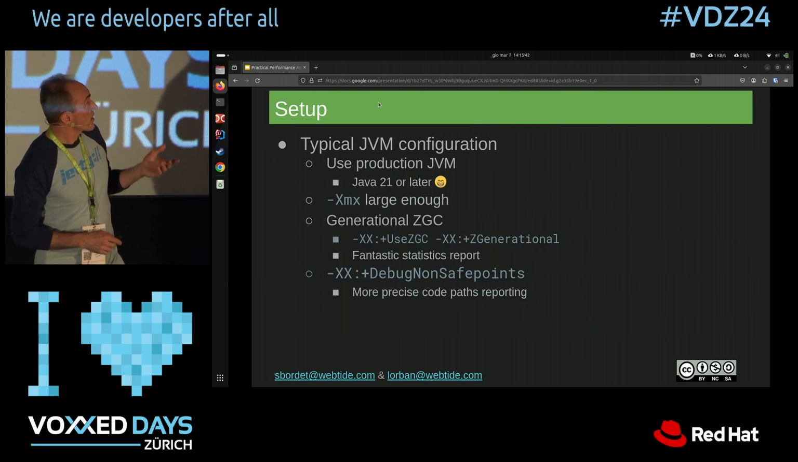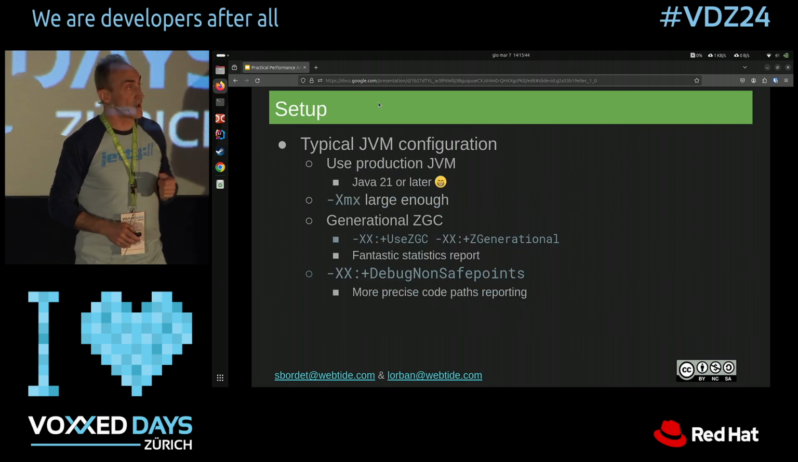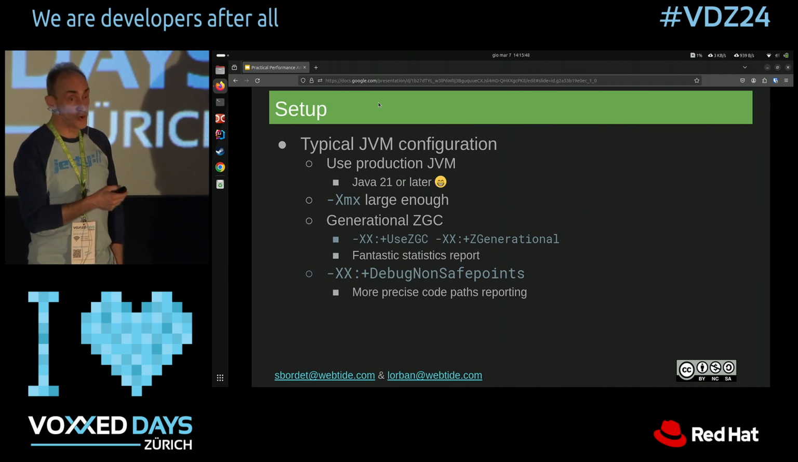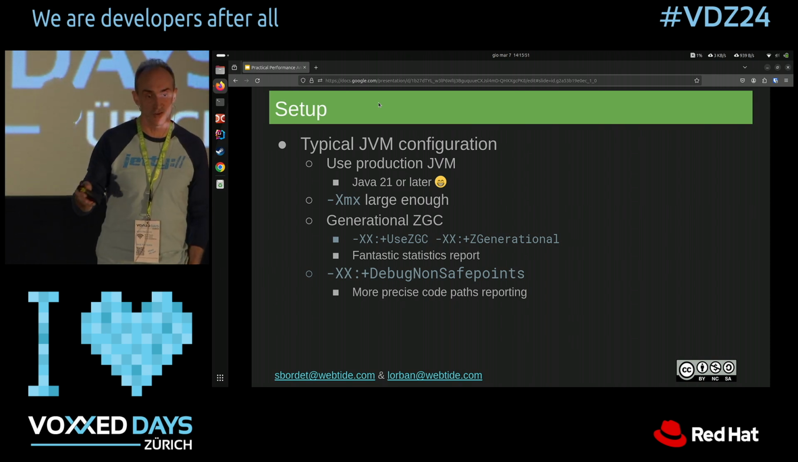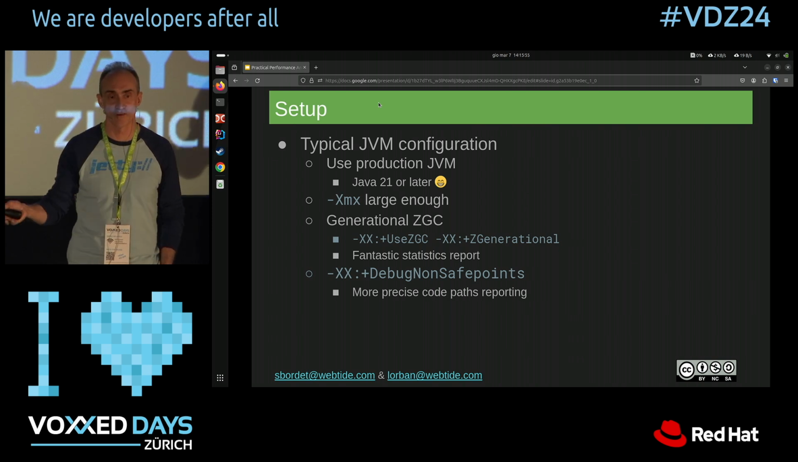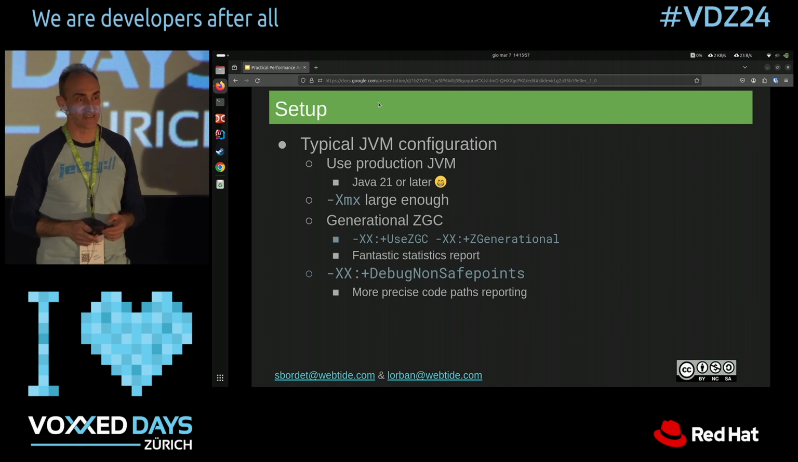Then we go to the upper layer and we tune the JVM. The thing that you want to tune in the JVM is to choose the JVM that you're going to use in production. That's a very important thing, because if you do a load test with 21, but then you deploy on 11, well, you get surprises.